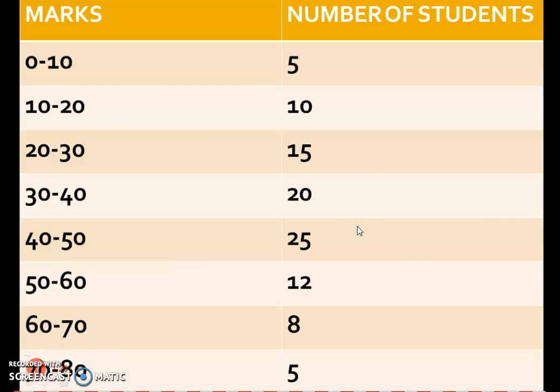So we will take one example to explain how to construct a histogram. So this is one example wherein the marks are given in the form of interval 0 to 10, 10 to 20, 20 to 30 and so on up to 70 to 80. And the number of students are also given. So we will represent this data in the form of histogram. So let's have a look how we can do it.